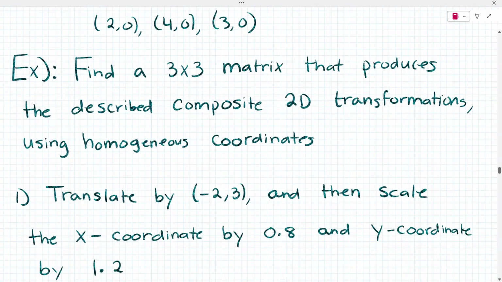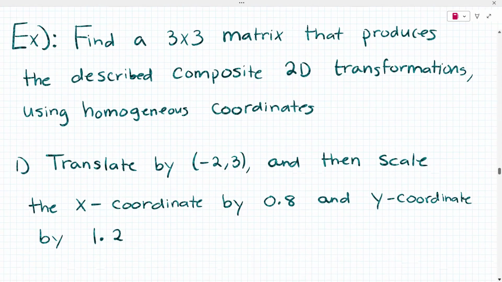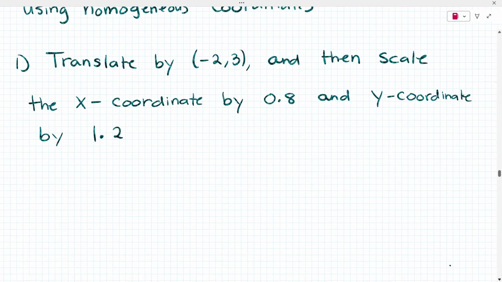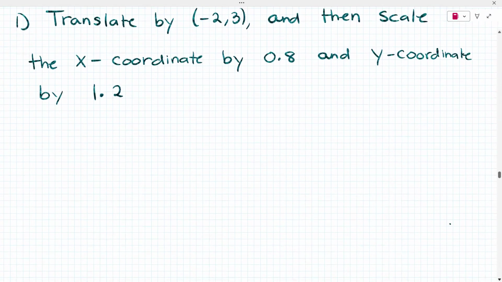Okay, let's do another example. This one says find a 3x3 matrix that produces the described composite 2D transformation using homogeneous coordinates. So what we have to do is first translate by -2, 3, and then scale the x coordinate by 0.8 and the y coordinate by 1.2.